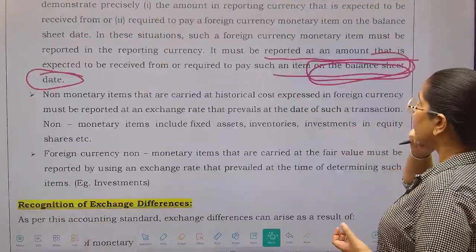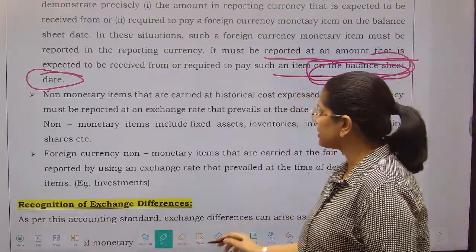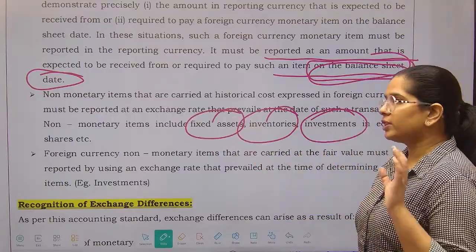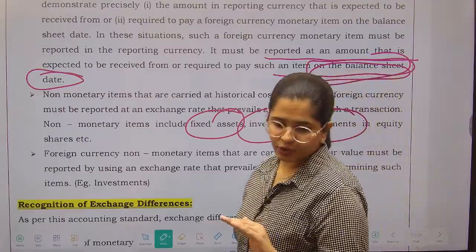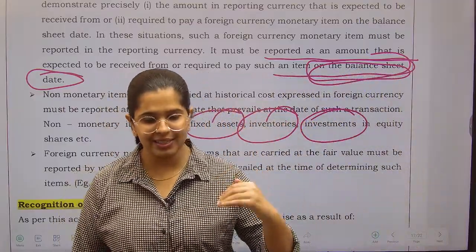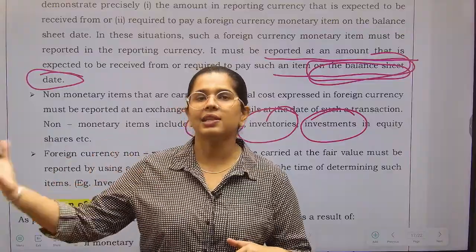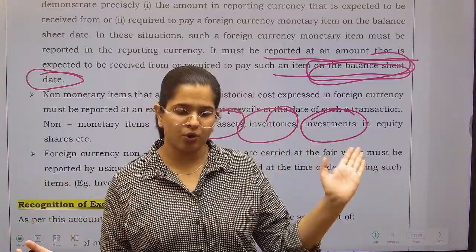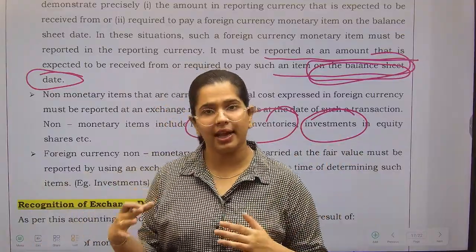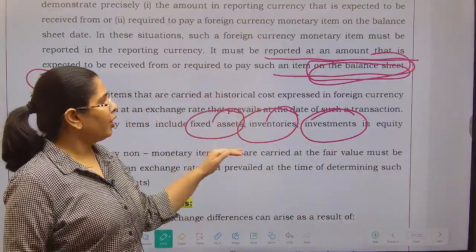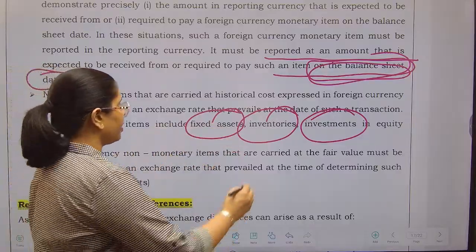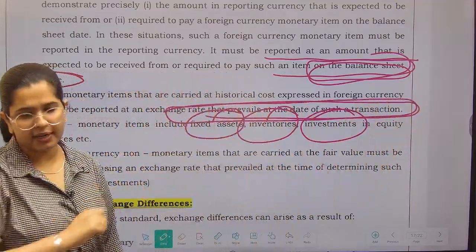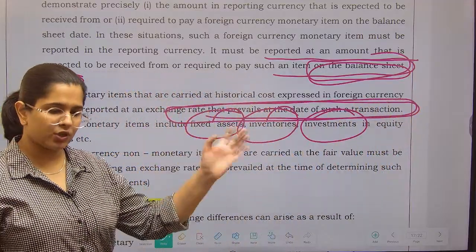Whereas in case of non-monetary items कैसे होते हैं? Like your fixed asset, inventories, investments, right? So we are not going to change it because we know that this is going to remain with us as long as we can see the future. Right now there is no condition that we have to dispose them, और हमने इनको लंबे समय के लिए लिया है. So they will be recorded at the transaction date rate itself. ठीक है, जो भी ट्रांजैक्शन डेट की रेट थी उसी रेट पे हम इसको रिकॉग्नाइज करेंगे.